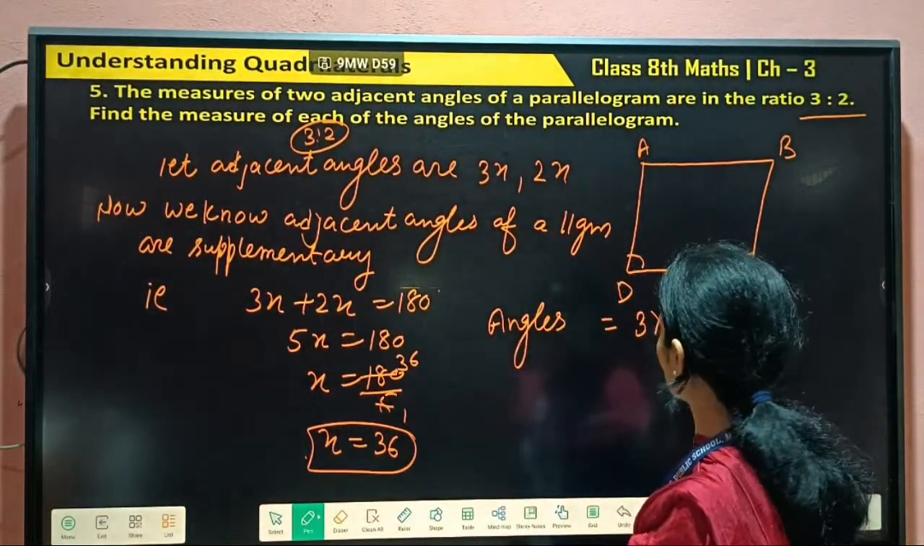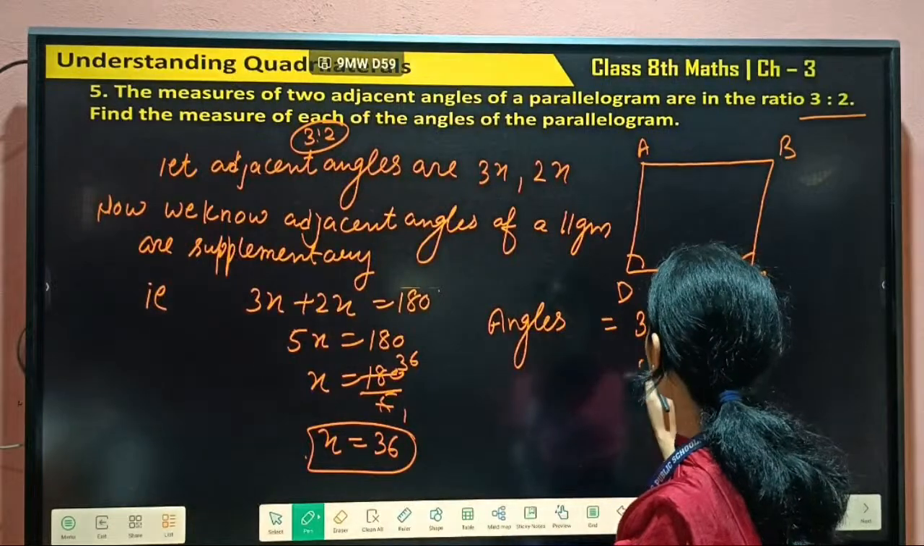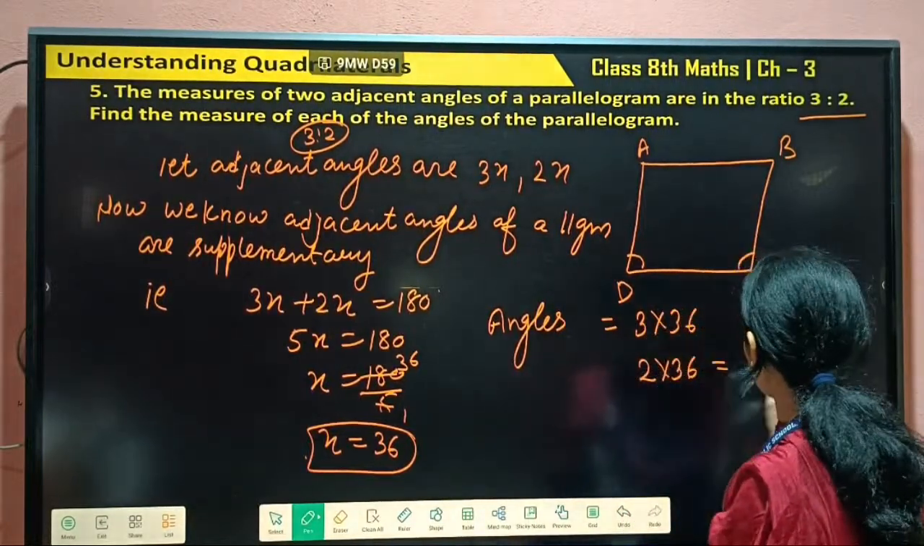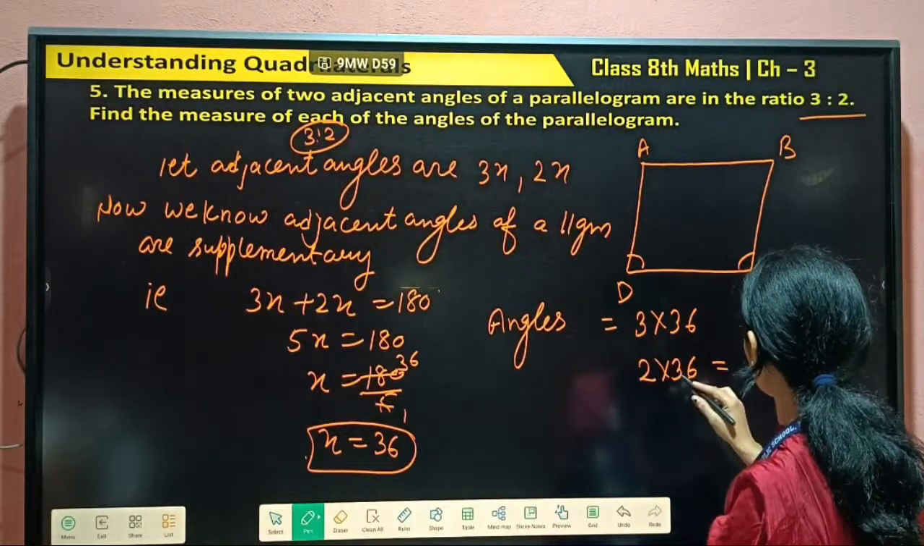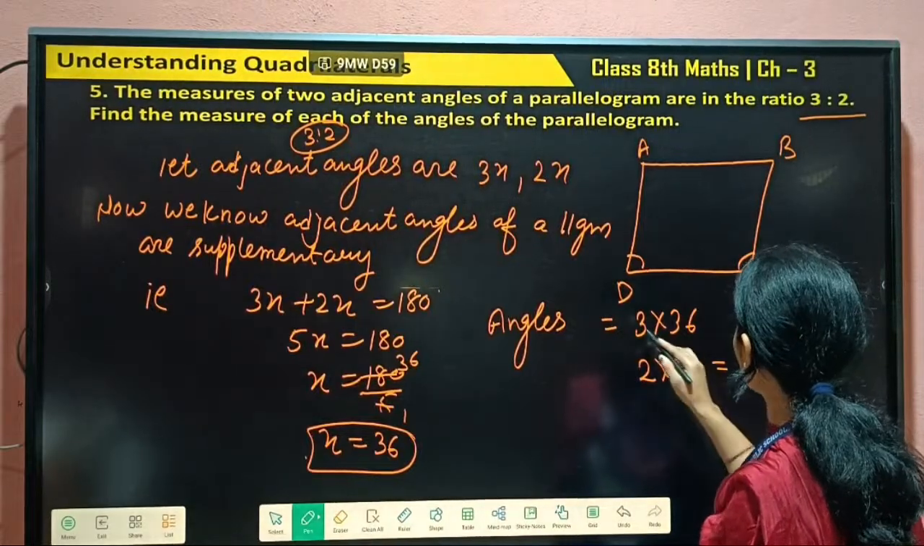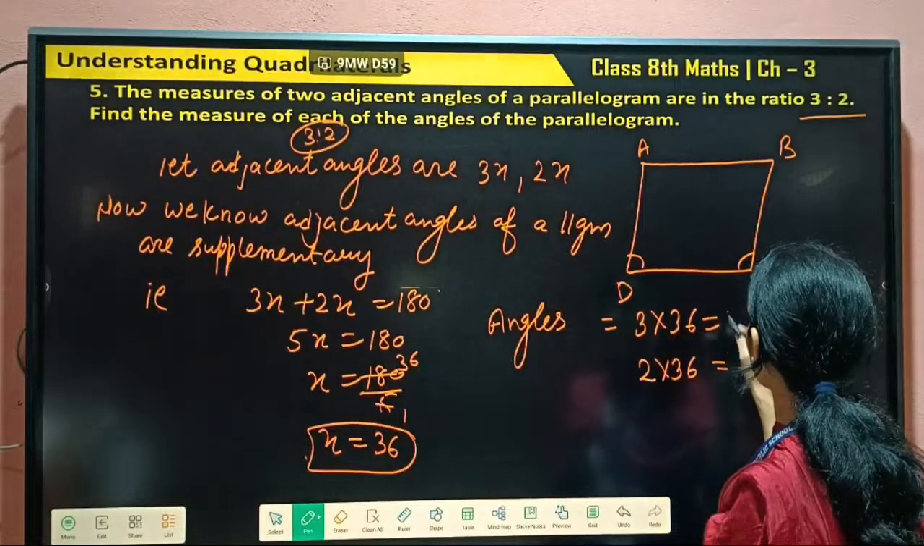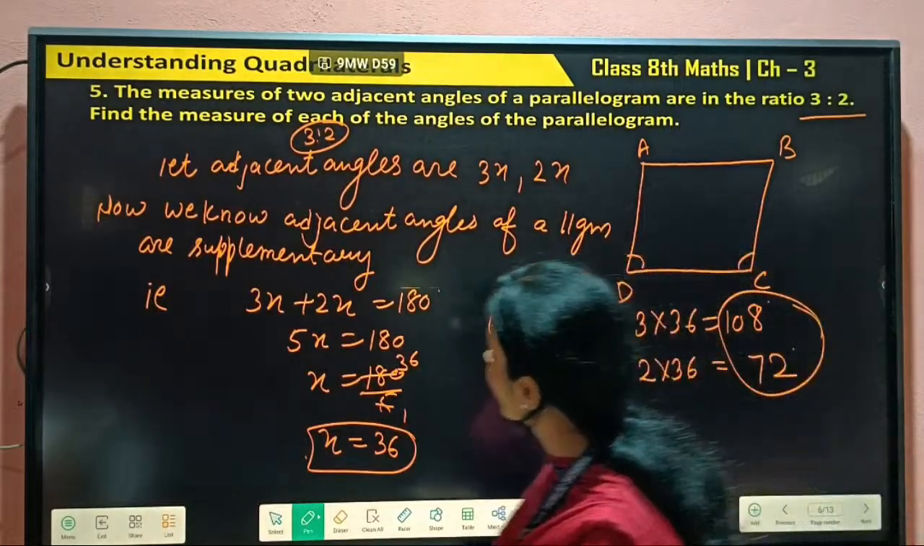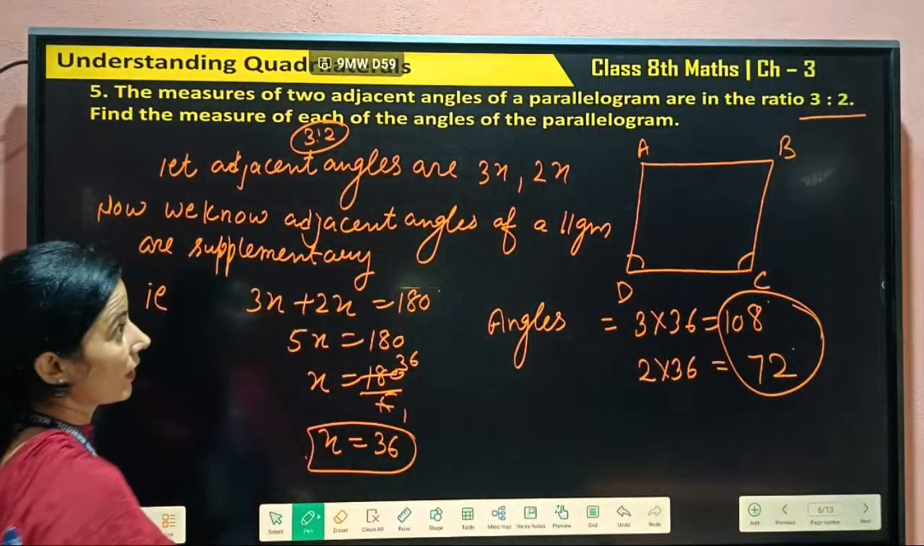3 into 36 and next is 2 into 36. It will be 2 6 is 12, 2 3 is 6 7, 3 6 is 18, 3 3 is 9 and 1, 10, so 108 and 72. These are adjacent angles of this parallelogram.